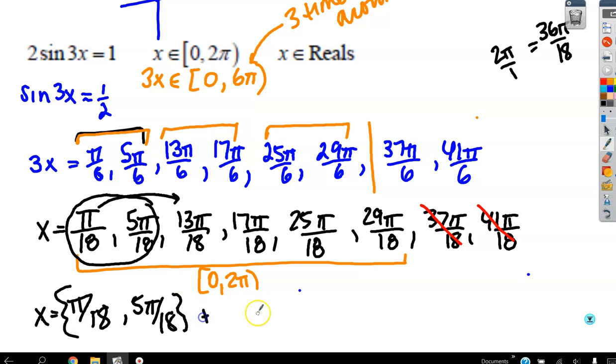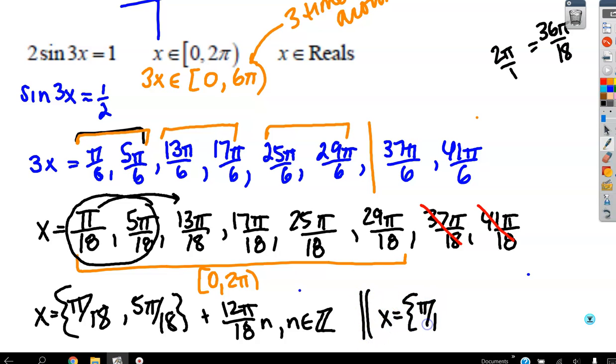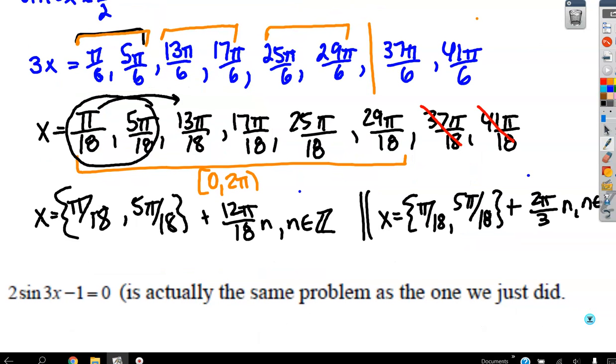Plus 12 pi over 18 n. But I can do a little better than that because I can reduce the 12 pi over 18. So I would probably write this as pi over 18 and 5 pi over 18, wrapped, let's see, reduce that by 6, 2 pi over 3 n. Again, adding this much is how I go from here to here to here to here to here, and so on and so forth. So particular would be these 6, general would be these guys. You only need 1 of them.